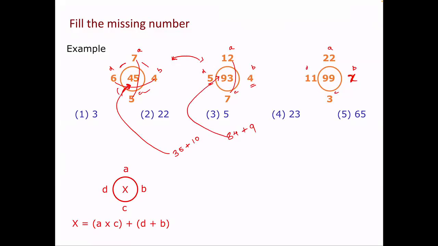If you call them A, B, C, D, it is first A into C: 22 into 3 is 66, plus 11 plus X. The entire thing is equal to 99. So what is the value of X then? 22. Only when X is 22 will you get 99 here. So the answer here is option number 2, 22. That's how you solve such a puzzle.